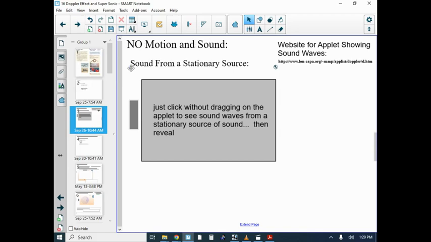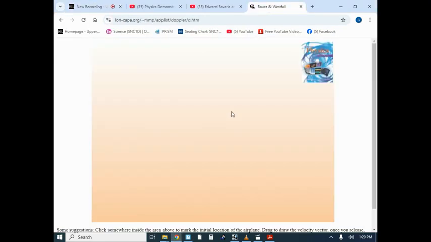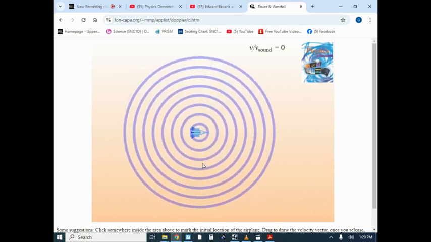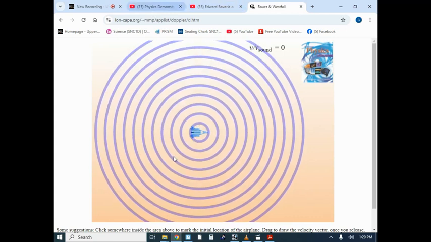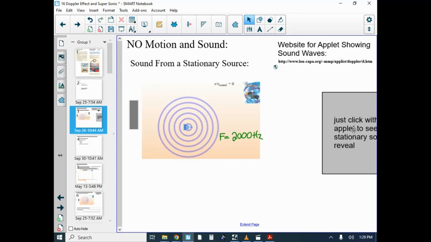If you have no motion, you have sound, we just need to be able to visualize what that would look like in the sound waves going out. In this little applet here, if the plane's just sitting on a runway, you have sound waves going out in circular patterns, right? Just going out in all directions. So that's what we want you to think of. You might have a certain frequency of the sound, 2,000 hertz or 10,000 hertz, whatever it is, it doesn't matter. You have sound going out.